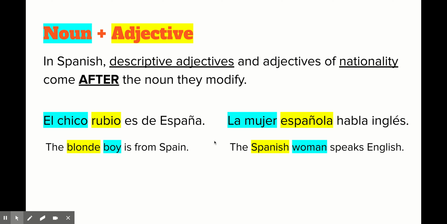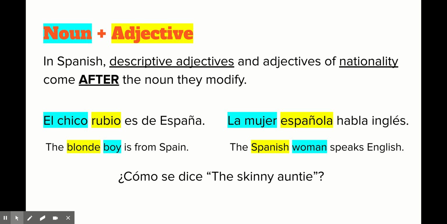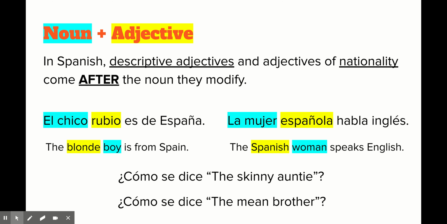So take a look at these. ¿Cómo se dice the skinny auntie? You're going to answer this on my Ed puzzle. How do you say the skinny auntie? Write it out. And the last one, ¿cómo se dice the mean brother? How do you say the mean brother? Okay, go ahead and answer that. Careful of your word order.